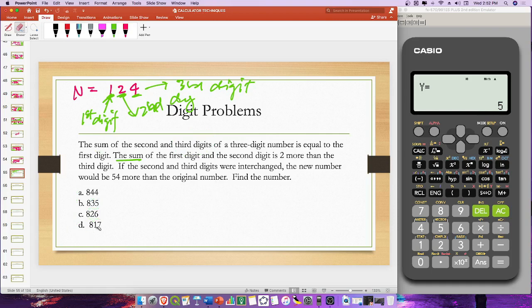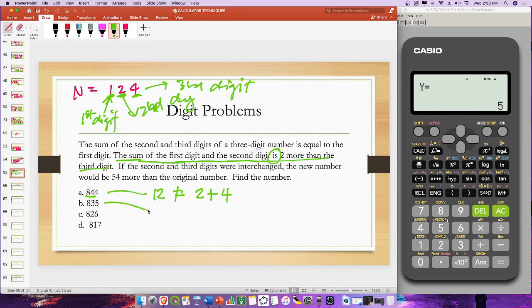Let's analyze using the second statement. How do you read this one? The sum of the first digit and the second digit is 2 more than the third digit. 2 more, meaning you can say the sum of the first and second digit, that's 8 plus 4, which is 12, is equal to 2 more than the third digit, which is 4. So this is not equal, right?